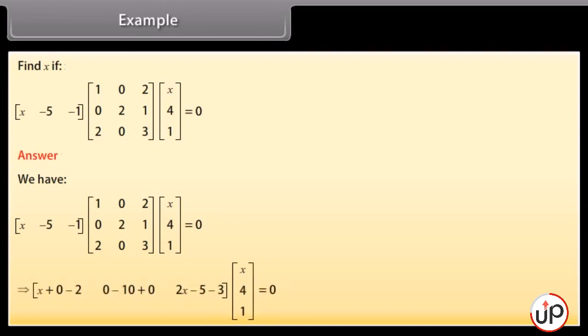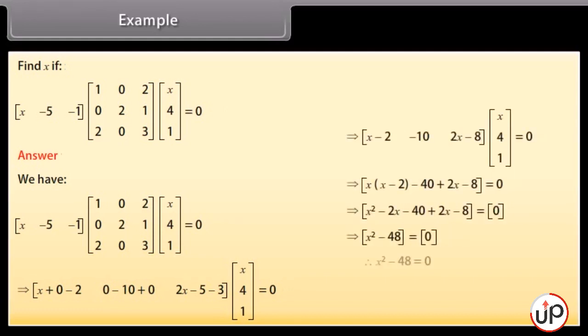It implies that the matrix [x + 0 - 2, 0 - 10 + 0, 2x - 5 - 3] multiplied by the matrix with rows [x], [4], [1] is equal to 0. Solving this, we get x squared minus 48 is equal to 0. It implies x squared is equal to 48. It implies x is equal to plus or minus 4 square root 3.